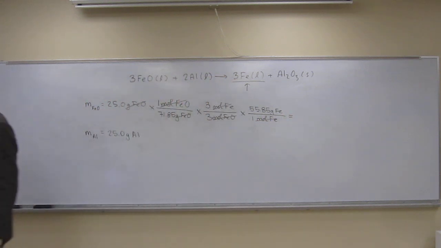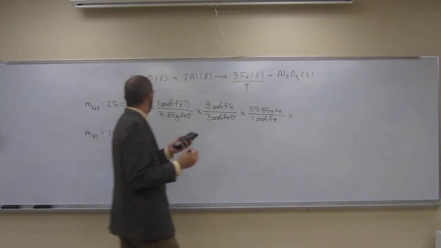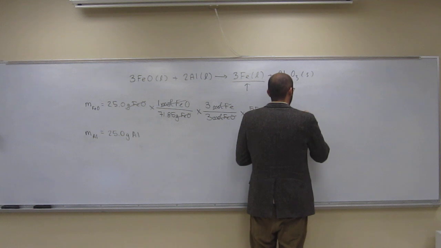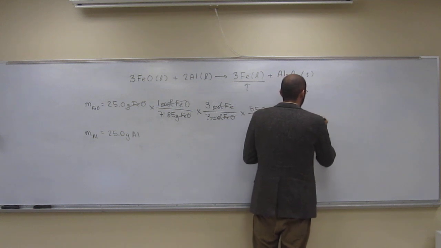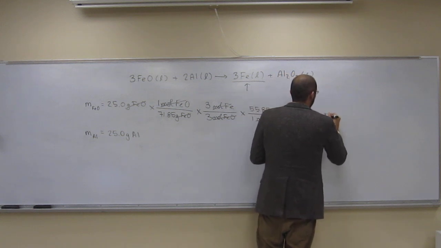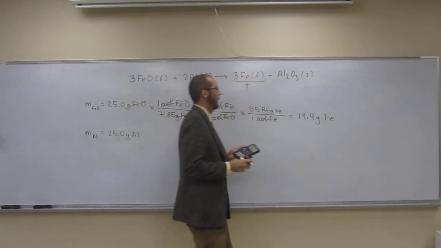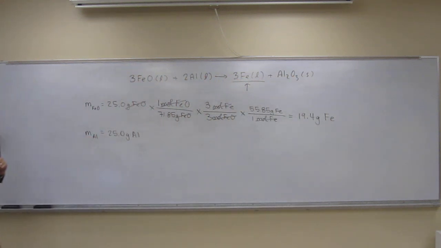Okay, so let's calculate that. To 3 sig figs, I get 19.4 grams of iron. Is that the amount that's produced, or do we know yet? We don't know, because we have to figure out the other one. Right, so let's do the same thing.